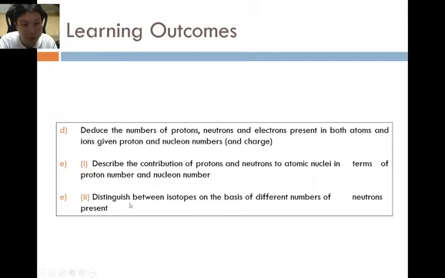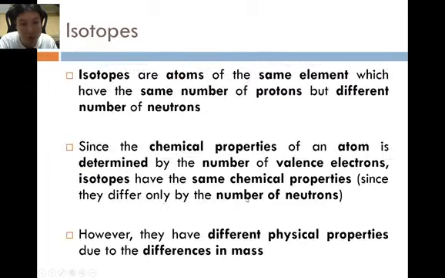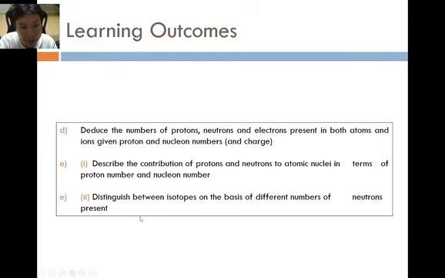So for E part 2, distinguish between isotopes on the basis of different numbers of neutrons present. So as mentioned, the definition for isotopes is that they are atoms of the same element with the same number of protons but different number of neutrons. So this is a definition that you need to remember, since it's explicitly written in the learning outcomes that you have to distinguish between isotopes on the basis of different number of neutrons present.